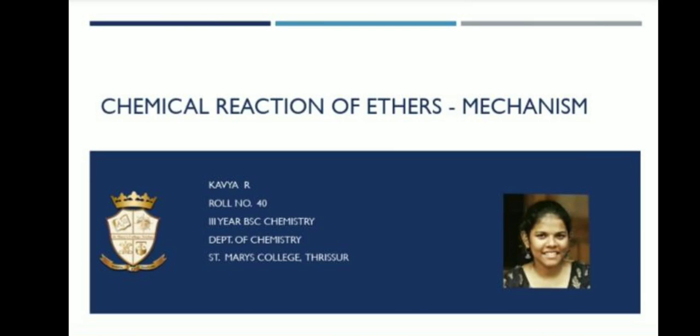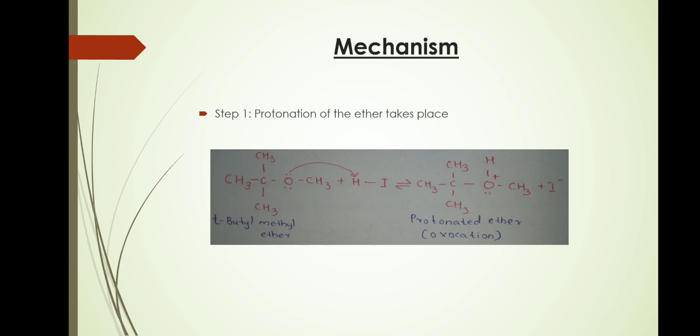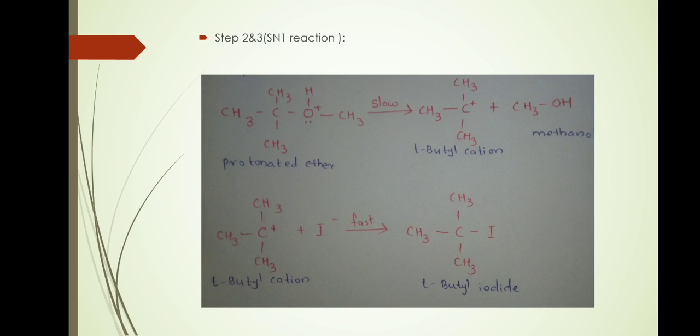Good morning. In the chemical reactions of ether, when it comes to its mechanism, in step 1, the protonation of the ether takes place. When tertiary butyl methyl ether is treated with hydrogen iodide, we get protonated ether. In steps 2 and 3 of the SN1 reaction, protonated ether yields the tertiary butyl cation, which then combines with the nucleophile I⁻ to form tertiary butyl iodide.